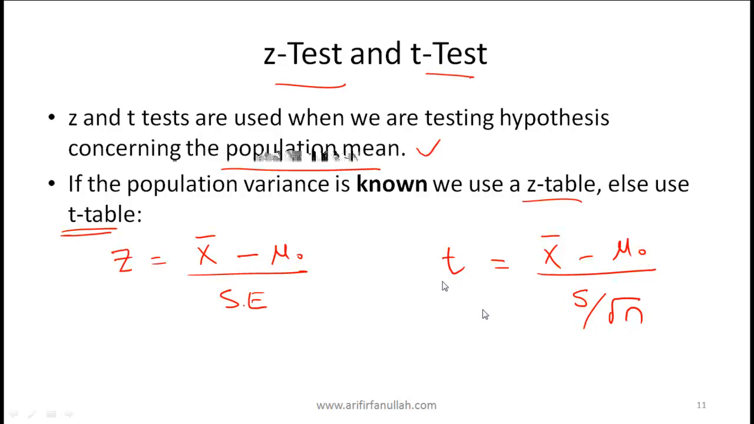As you saw in the previous lecture, when you use a t-table, it's important to use degrees of freedom. You need the degrees of freedom to read the t-table, and this degrees of freedom is equal to your sample size minus 1. So sometimes you will actually see t n minus 1 to represent the degrees of freedom.